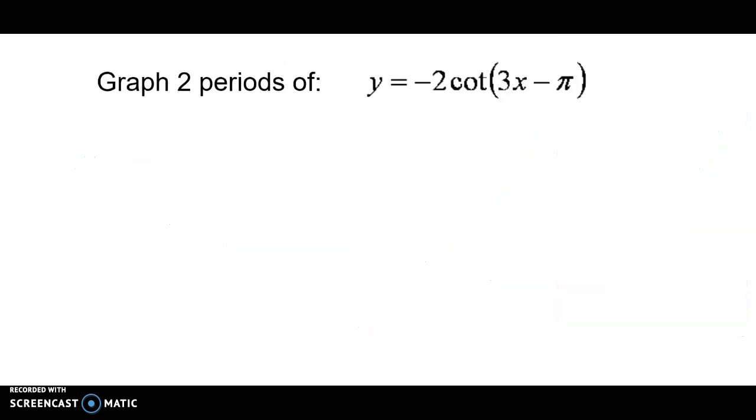Okay. Next one. Graph 2 periods of y equals negative 2 cotangent of 3x minus pi. So what I'd like you guys to do right now is identify all of those characteristics on your own at minimum. You can go ahead and try to graph it, but at least on your own, let's start getting used to, like we were before, identifying those characteristics. So go ahead, put me on pause, and then we'll check if you got it right.